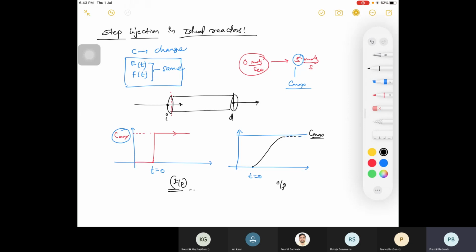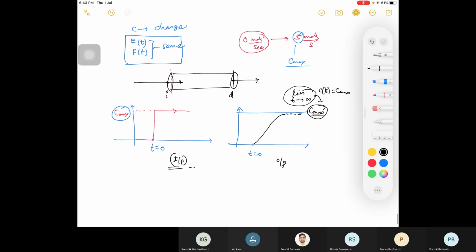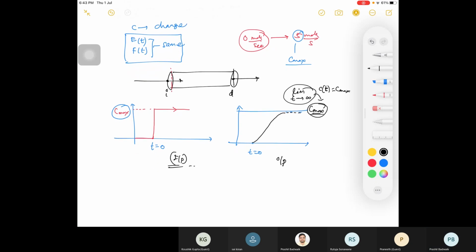And can you please guess what time is required to reach this value C max? That will be infinite. It will try to reach that value. So I'll say the limit of time tending to infinity, at that time you will reach C equal to C max. You can write this. Is it correct? Yes, sir. Okay.